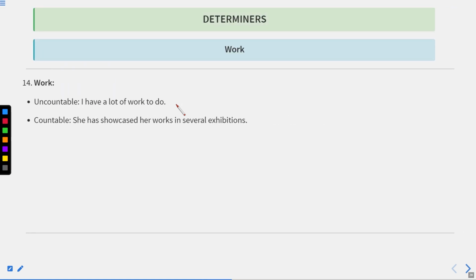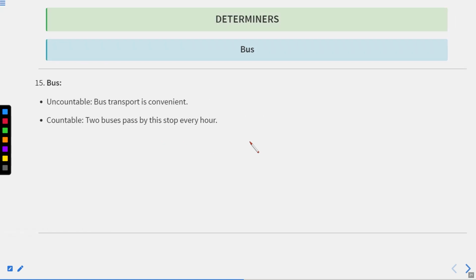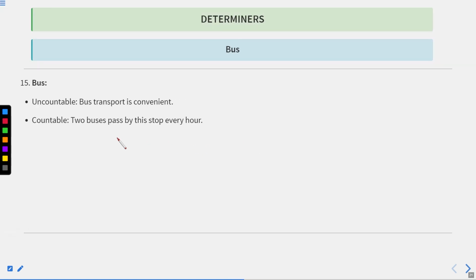Okay. Work, I have a lot of work to do. She has showcased her works in several exhibitions. Now, these works are actually the novels, novels written by someone. That is known as work. Whereas work, the task that we do, is uncountable or abstract.